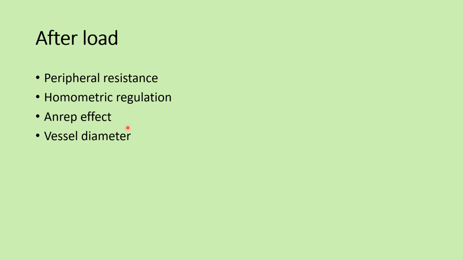Vessel diameter and viscosity of the blood both affect the peripheral resistance. When the vessel diameter increases, cardiac output increases. When the vessel diameter decreases, cardiac output decreases. When the viscosity of the blood increases, in conditions like polycythemia, cardiac output decreases. When the viscosity of the blood decreases, in the anemic condition, cardiac output increases.